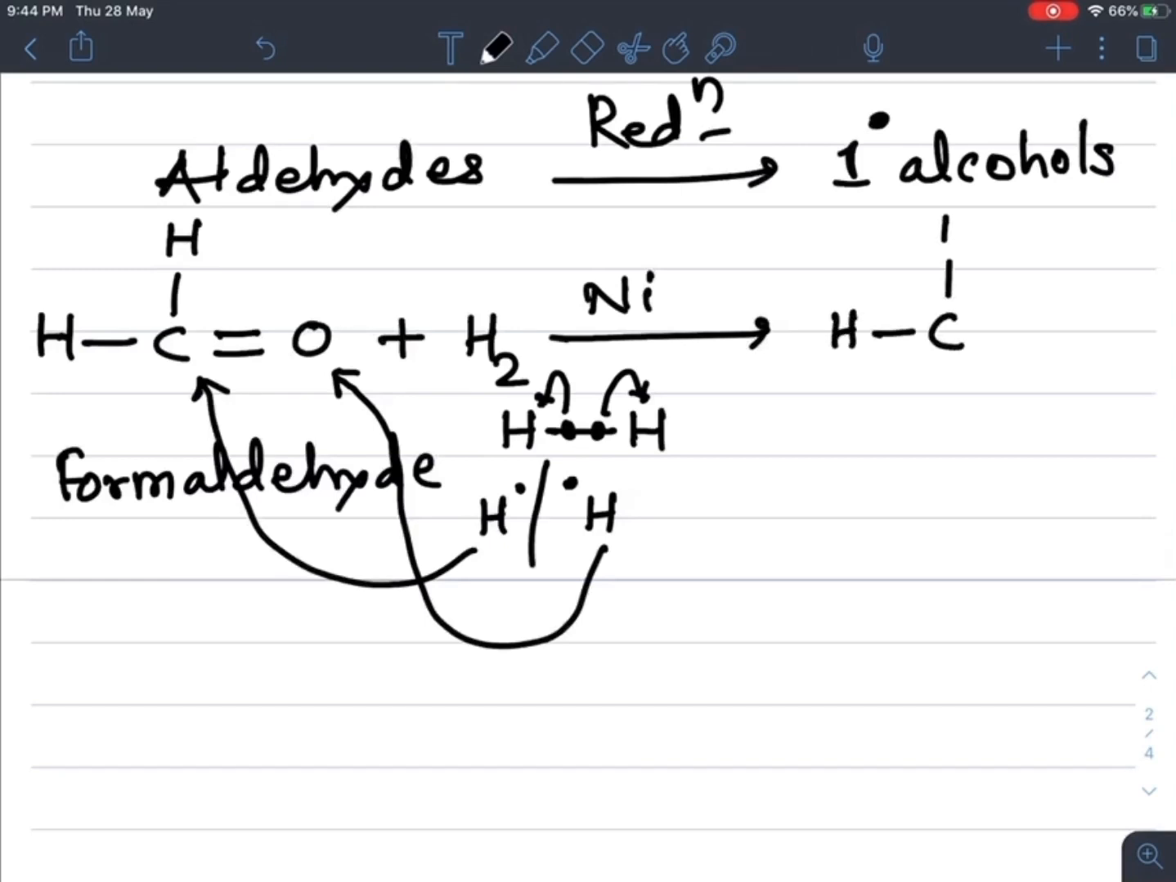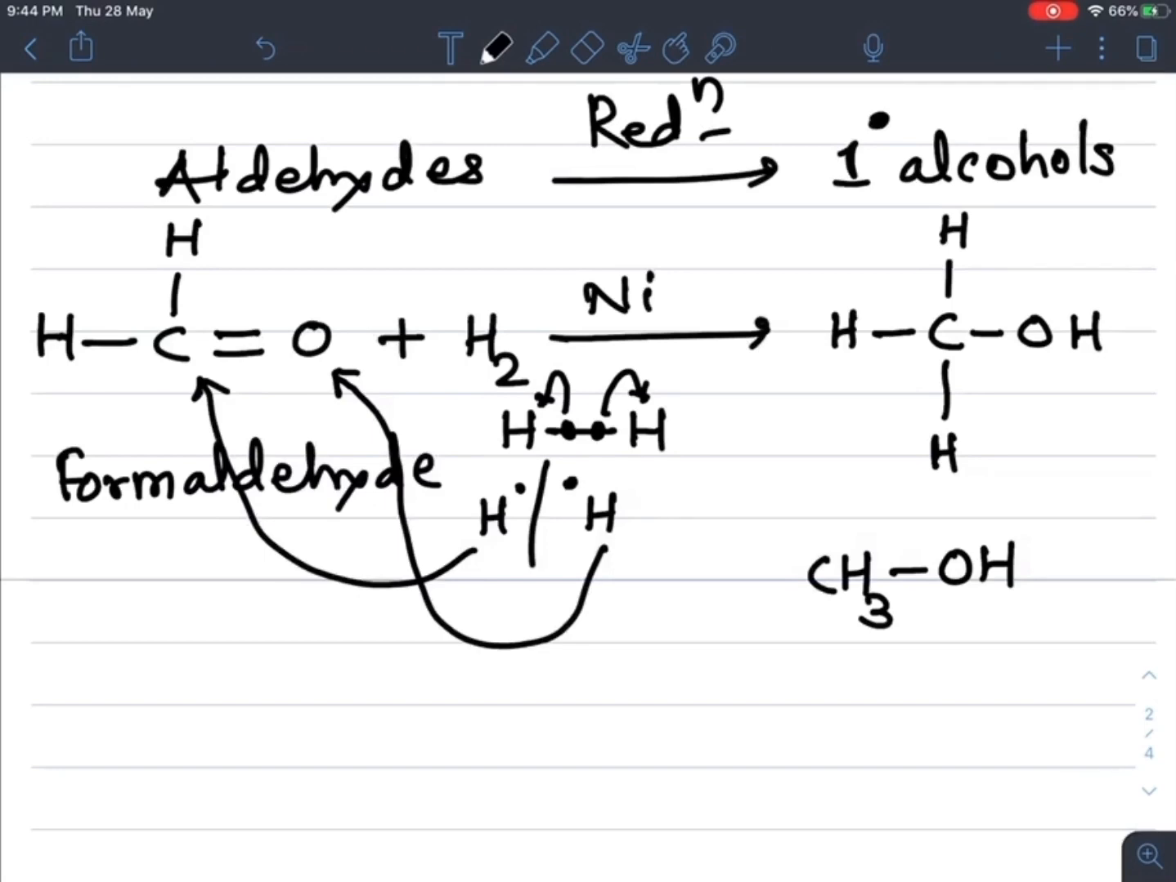So what do we get as the product? This CH2 stays as it is, and one hydrogen is added to the carbon, so it becomes CH3, and the other gets added to the oxygen. According to valency, the double bond is converted into a single bond. So we get the condensed formula CH3OH. The same carbon-containing alcohol is formed.